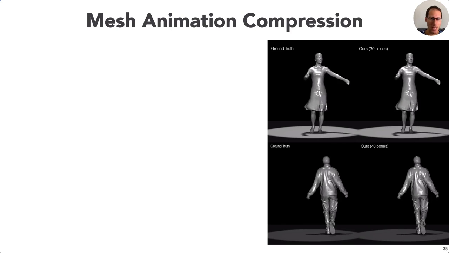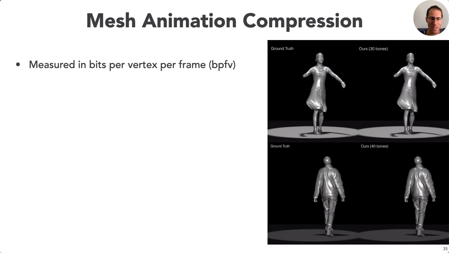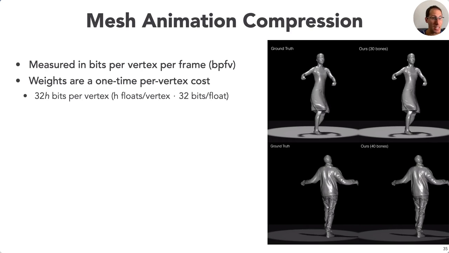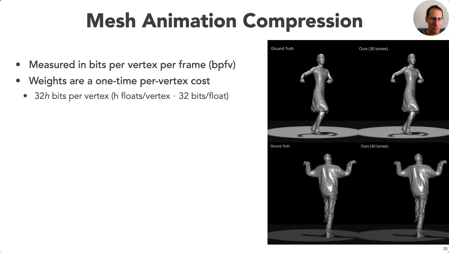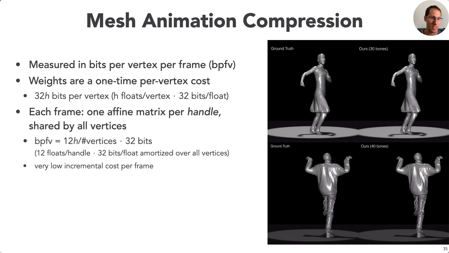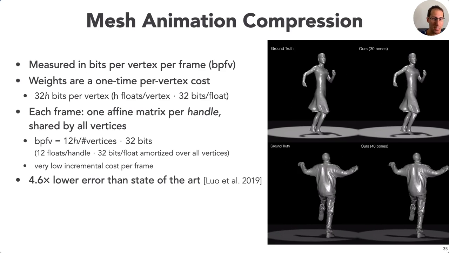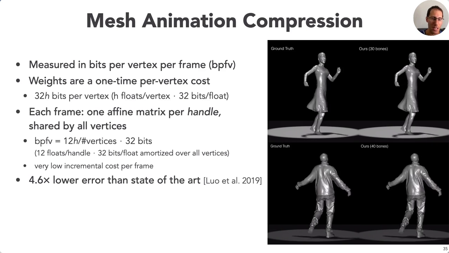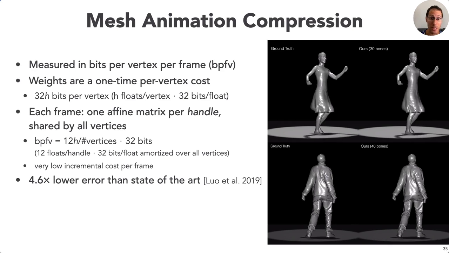There's another application here, which is mesh animation compression. Mesh animation compression measures success in bits per vertex per frame. That's the tunable parameter, how many bits you have per vertex per frame for your animation. In our case, weights are a one-time per vertex cost, so 32H bits per vertex using floating point numbers. And then in each frame, there's no per vertex cost. There's only a per handle cost, which is shared by all vertices, so one affine matrix per handle. That's a very low incremental cost per frame. For the same bits per vertex per frame budget, we get a much lower error than the state of the art. And this difference just gets larger when the length of the animation increases.